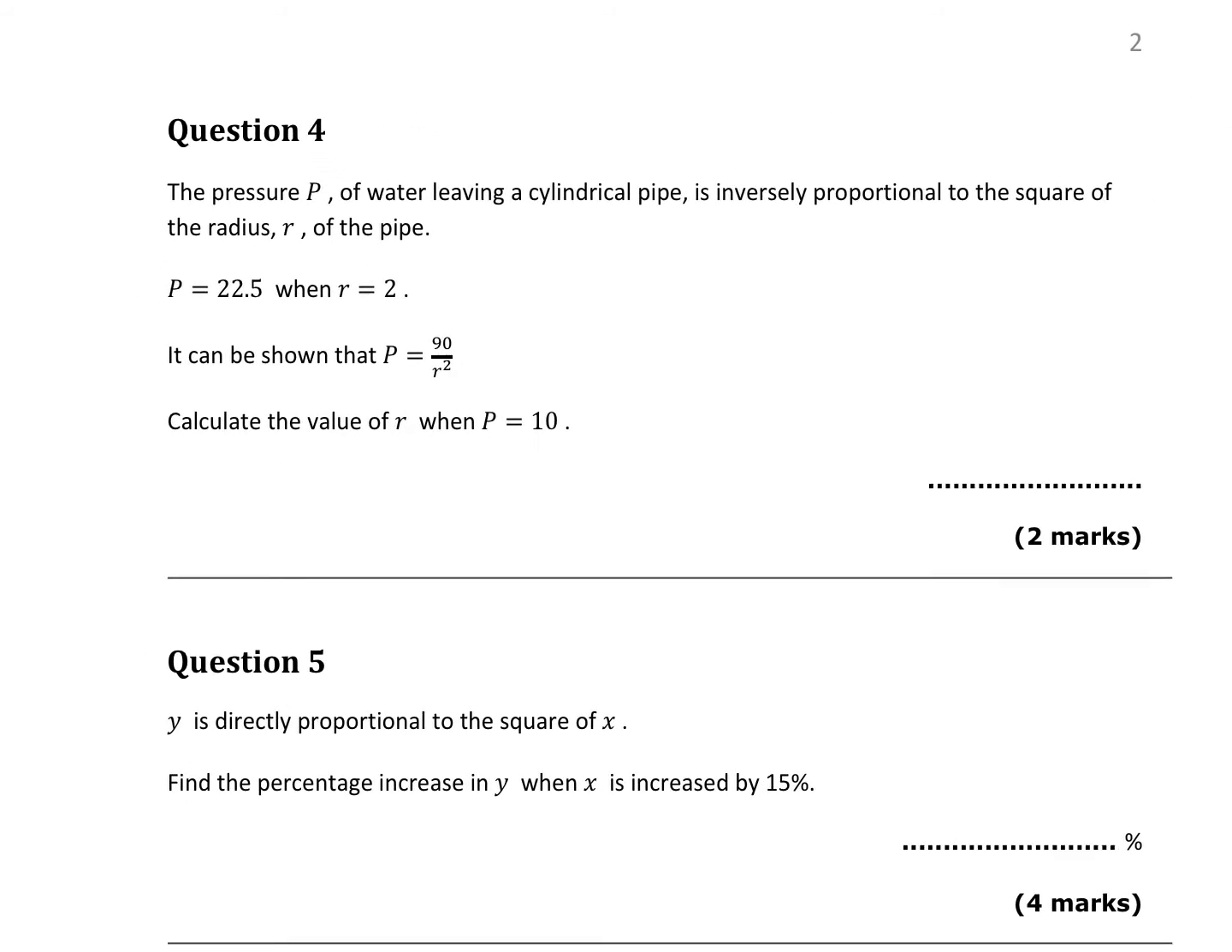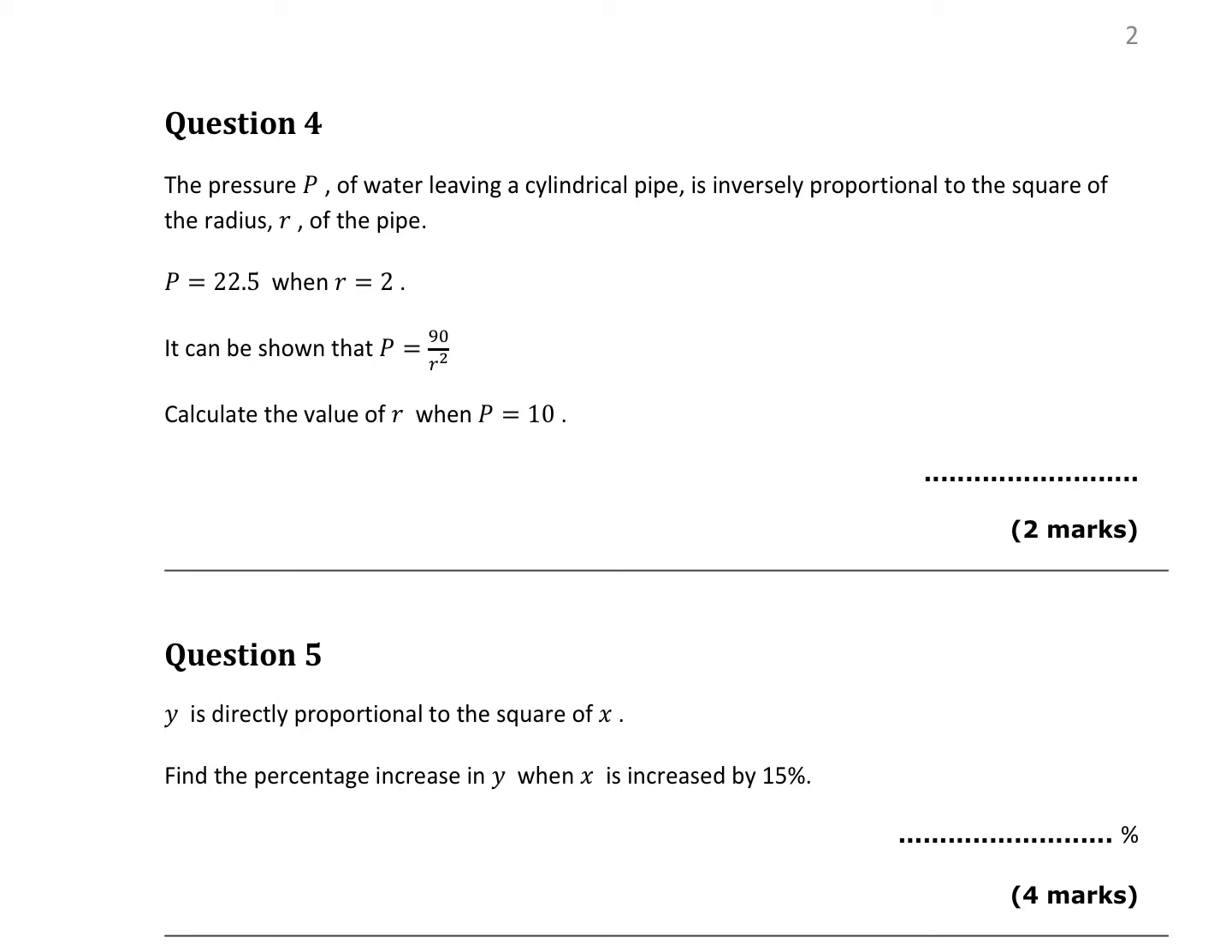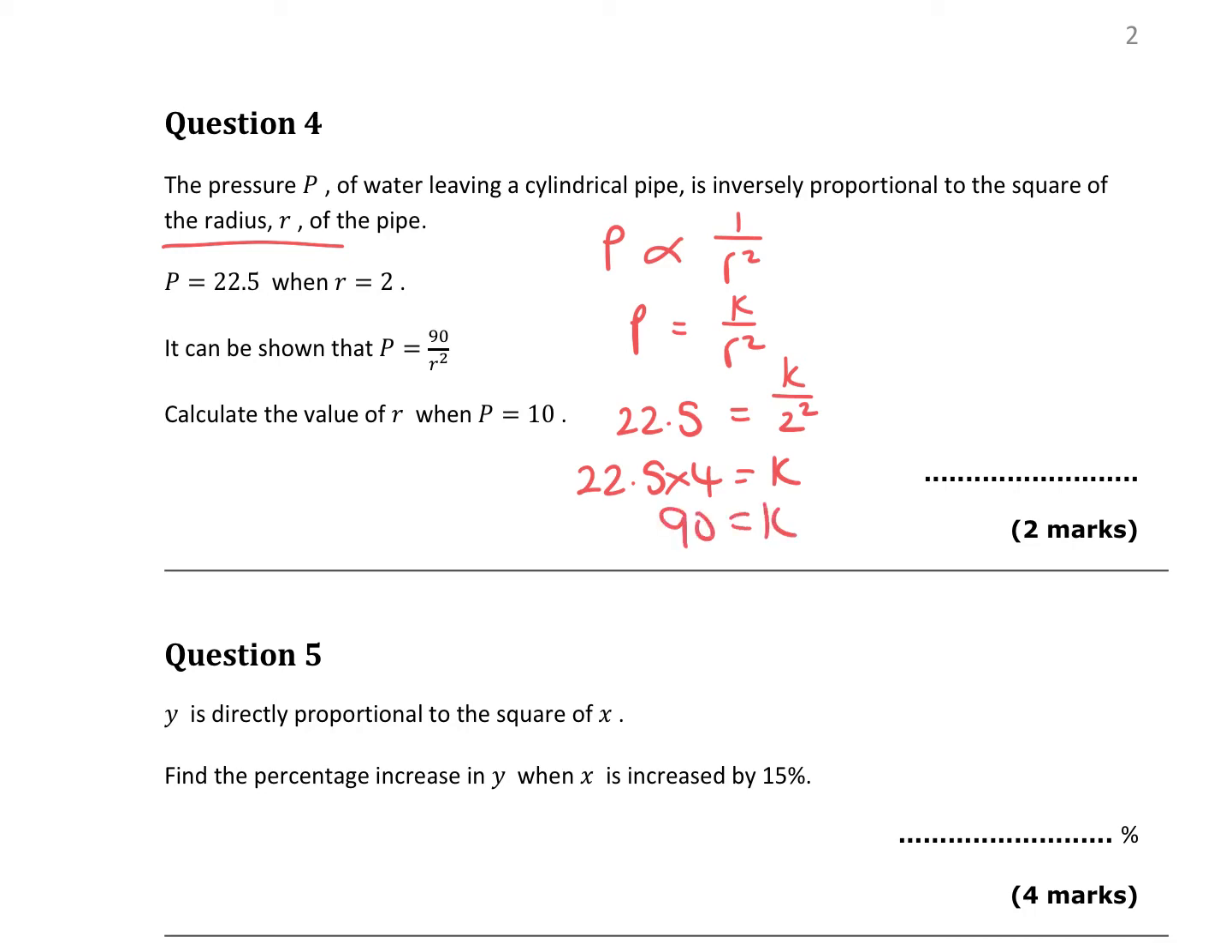Here we go, question 4. So the pressure P of water leaving a cylindrical pipe is inversely proportional to the square of the radius r. So P is inversely proportional to the square of the radius. P equals k over r squared. P equals 22.5 when r equals 2. That's 2 squared. So 22.5 times 4 equals k. That's 90. So your formula is P equals 90 over r squared.